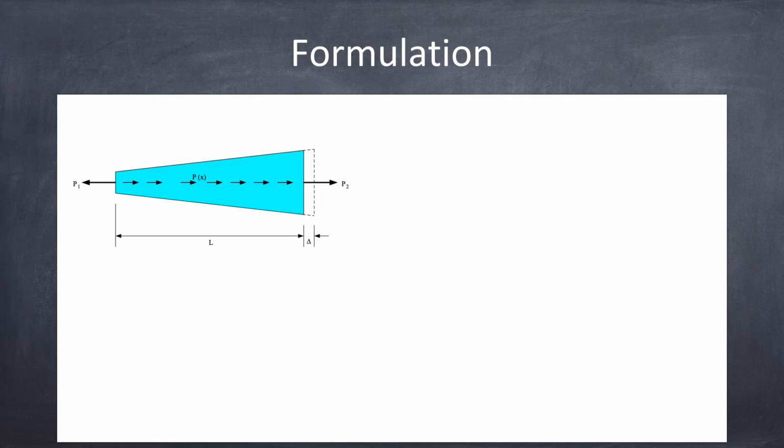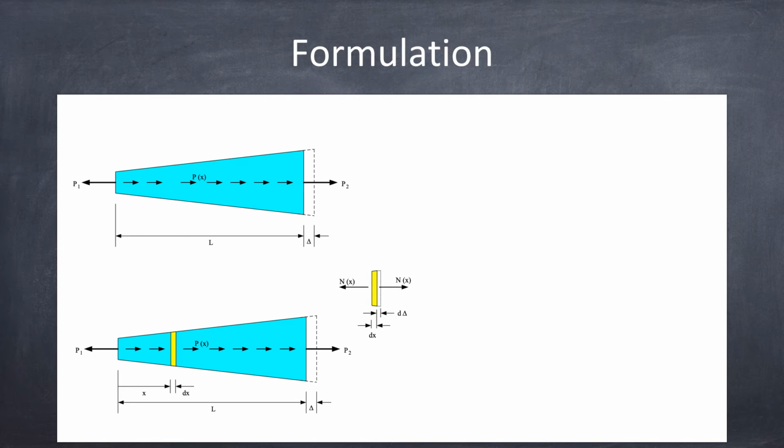So the original length is L, one is pulled, and everything is settled. It becomes L plus delta. To analyze something like this, we begin with a small element within that structure. In this case, I will draw a little yellow element in this structure, at an arbitrary distance x with a thickness of very small length dx, and I separate that picture out into a smaller free body diagram.